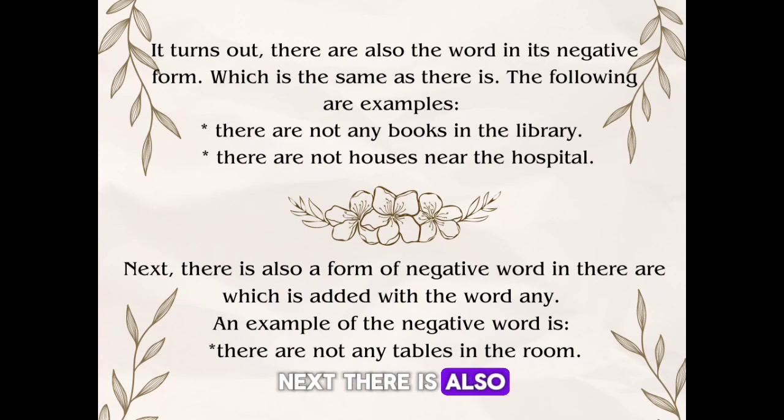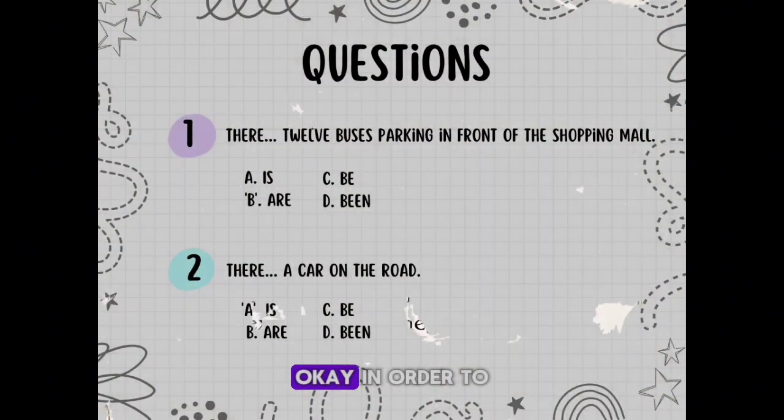Next, there is also a negative form of there are, which ends with the word any. The difference with there is: there is tends to add the word any if there are objects that are not countable. Meanwhile, there are only adds the word any. An example of the negative form is there are not any tables in the room. Okay.